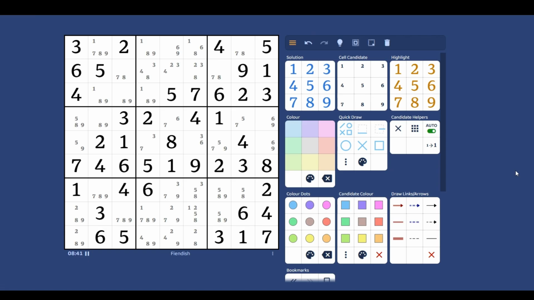Now that we've seen a couple examples of chains where all of our strong links are value links and by-value cells, let's take a look at some chains where all of our links are location links and bilocal cells. So the L wing is an example of this, and it's essentially the opposite of an XY wing. Whereas an XY wing is a 5-link chain where all of our strong links are value links, an L wing is a 5-link chain where all of our strong links are location links between two bilocal cells.